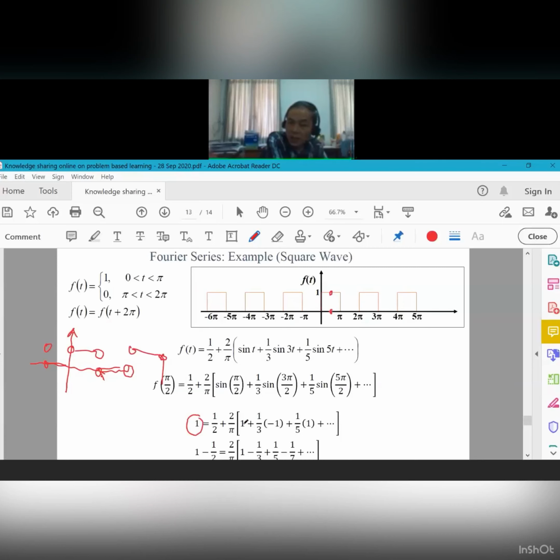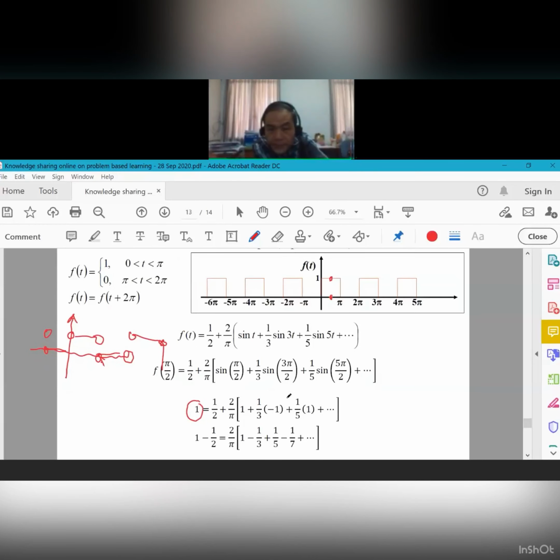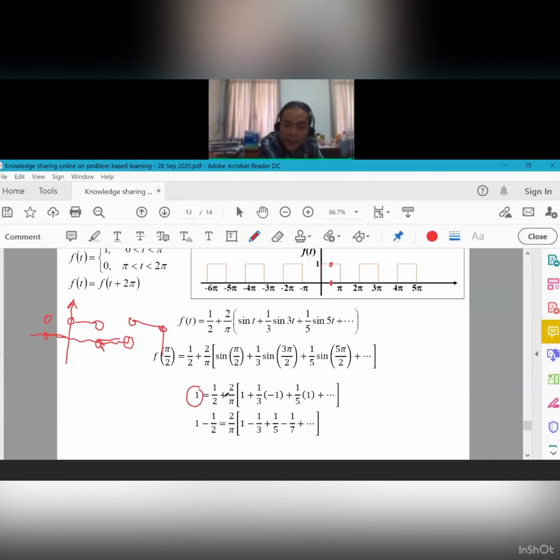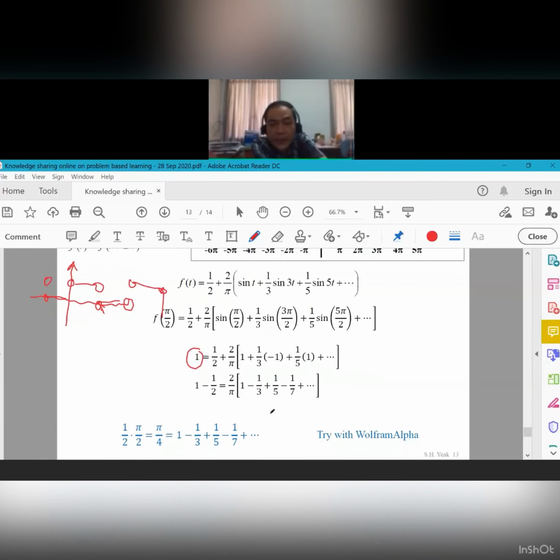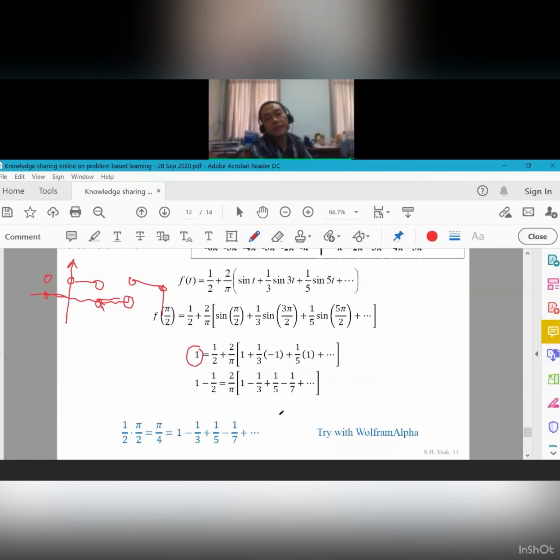And then just key in using the calculator. Then we will find this is the result. Then after that, we simplify it. Then we will get this. So this is a series.